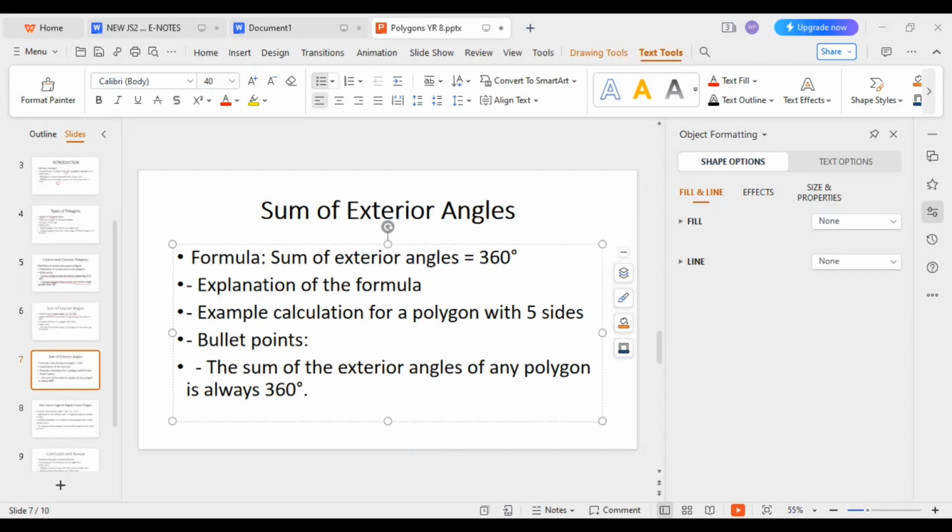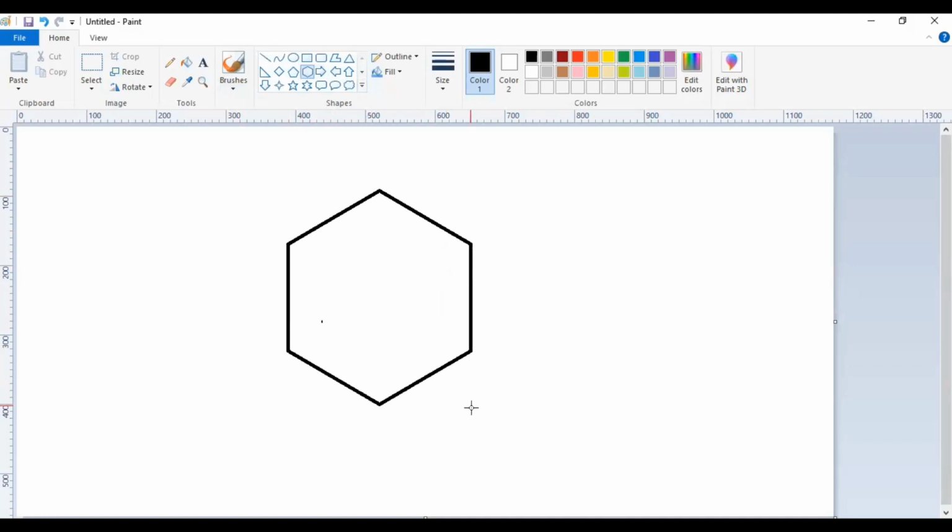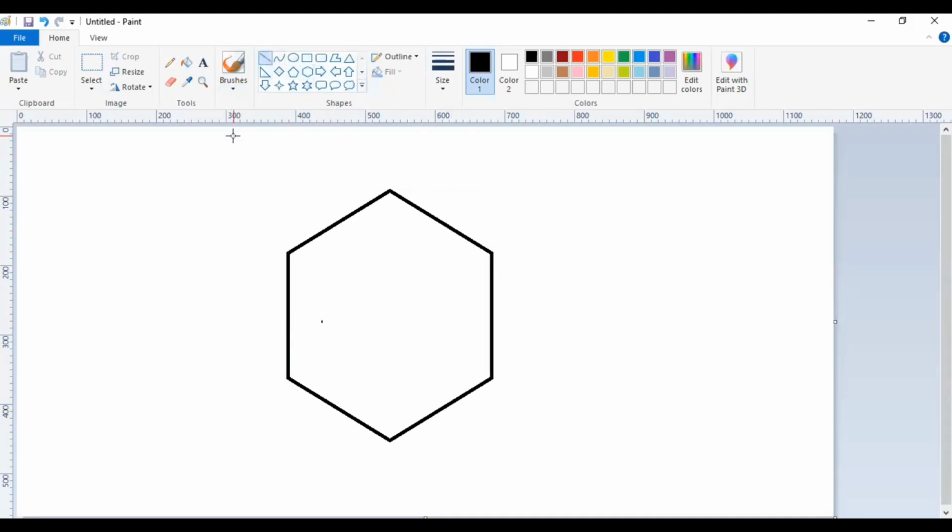What we mean by exterior angle is, for example, this is a polygon, right? This polygon has 1, 2, 3, 4, 5, 6. These are the interior angles. They are all interior angles. When we talk of the exterior angles, they are the angles outside it. These are the exterior angles.